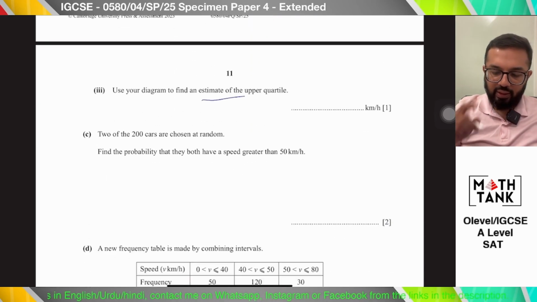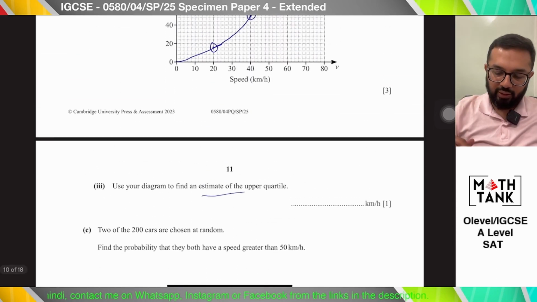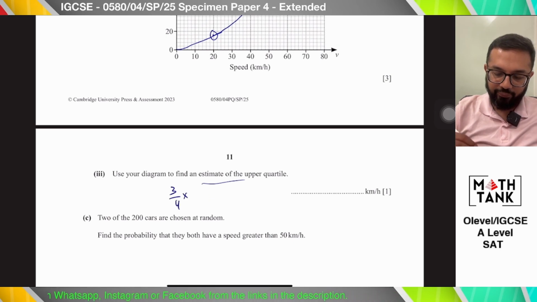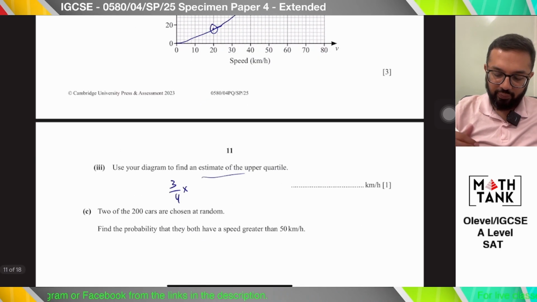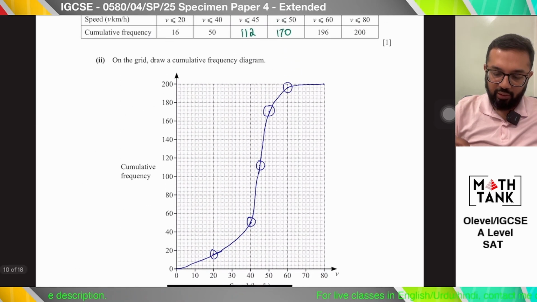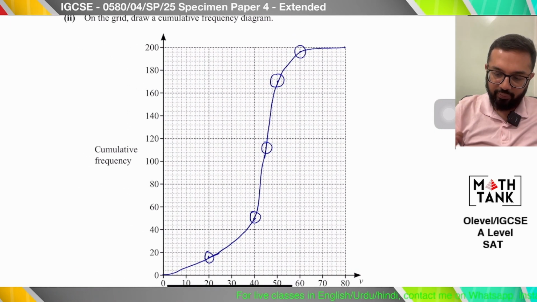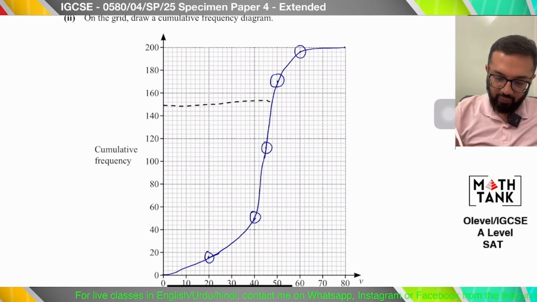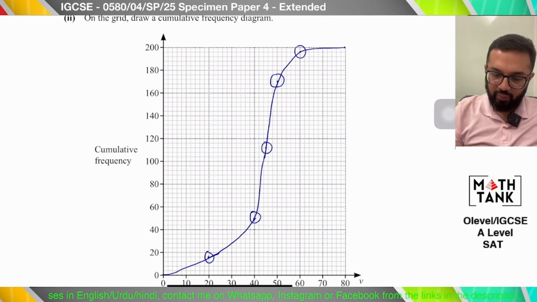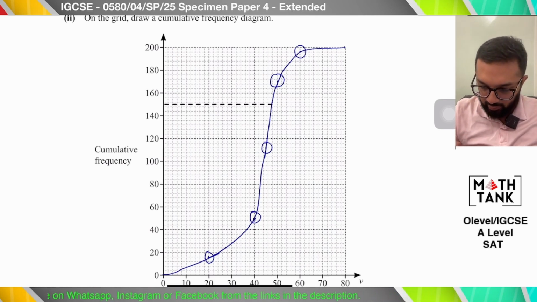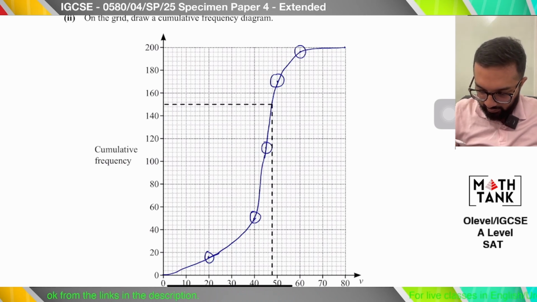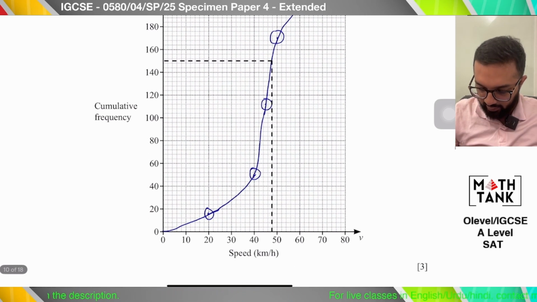Okay, then it says use a diagram to find the upper quartile. The upper quartile is 3/4 of the data. 3/4 of 200 gives me 150. 150th data point. What is the 150th data point? Okay, right about here. I think I am getting 48.